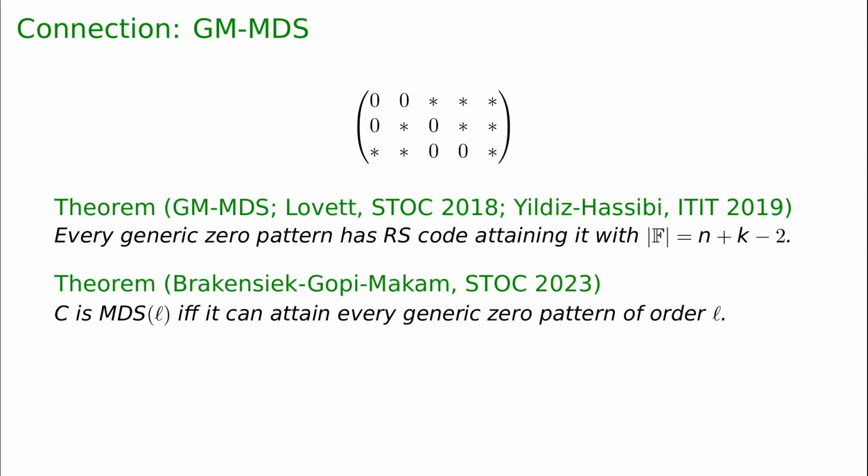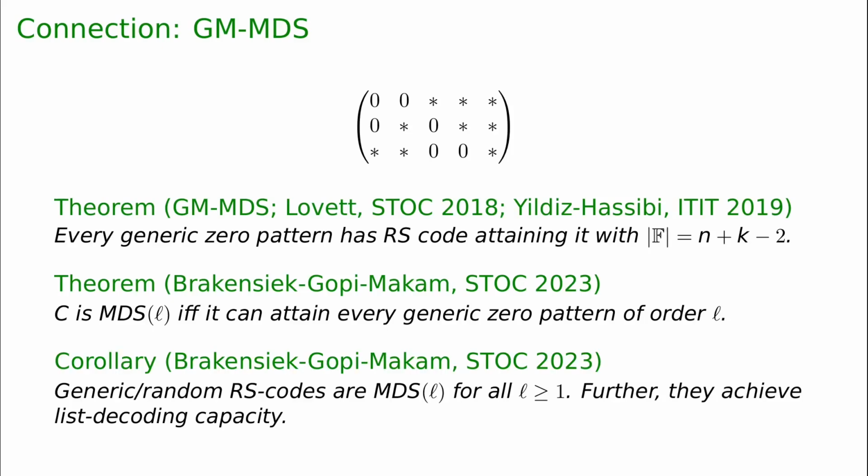Perhaps even more surprising is that these notions of higher order MDS codes are in fact related to these generic zero patterns. In particular, MDS L is equivalent to your code being able to attain every generic zero pattern of order L, where by the order we just mean the number of distinct rows in the zero pattern.